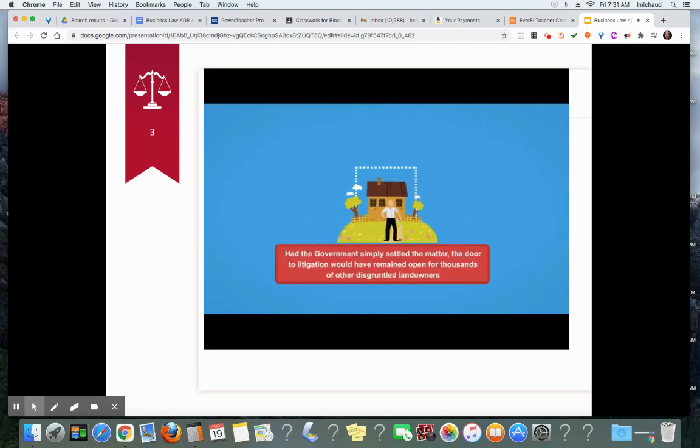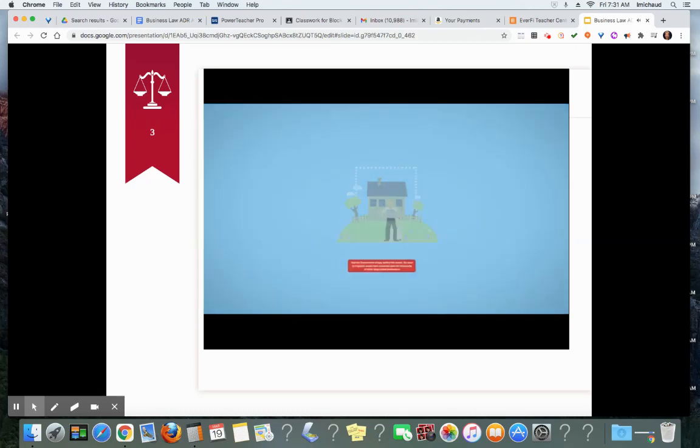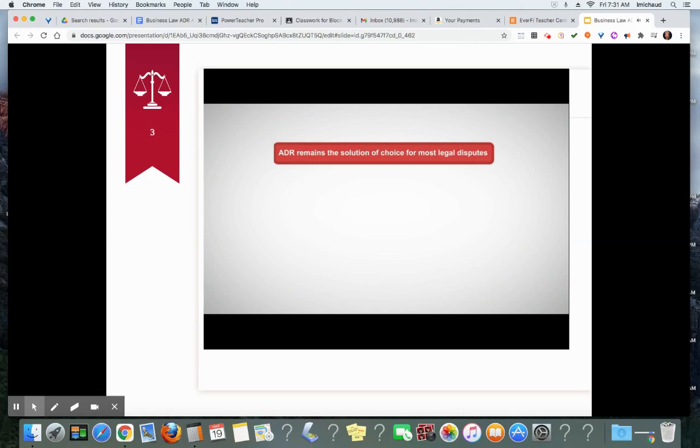Had the government simply settled the matter, the door to litigation would have remained open for thousands of other disgruntled landowners. Despite the few exceptions, ADR remains the solution of choice for most legal disputes.